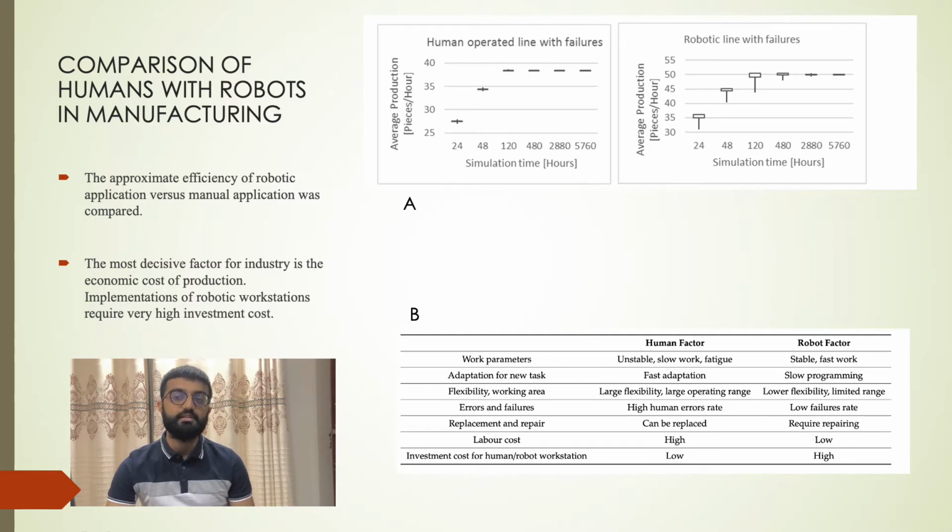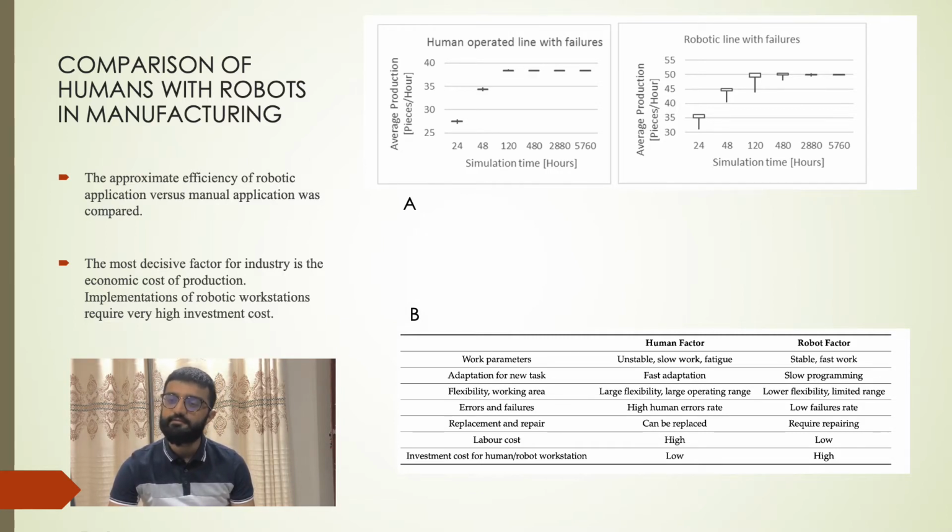Here you can see the comparison of humans against robots. The approximate efficiency for robotic application versus manual application was compared. As you can see in diagram A, the efficiency of manual machine tending was about 40 to 60%, and for robotic machine tending was about 90%. However, detailed values are dependent on the characteristics of the real workstation as seen on the images.